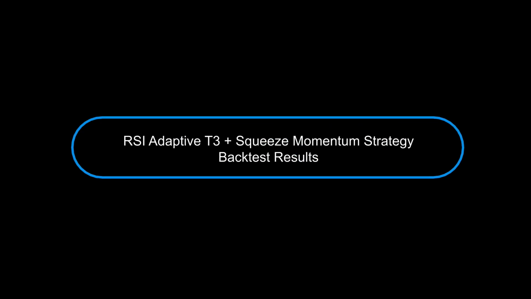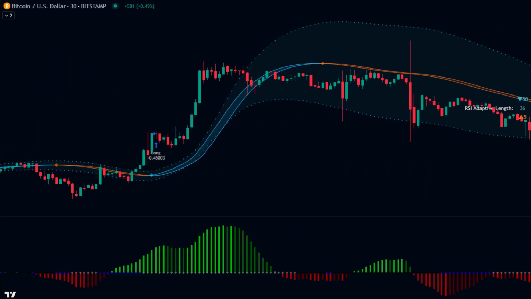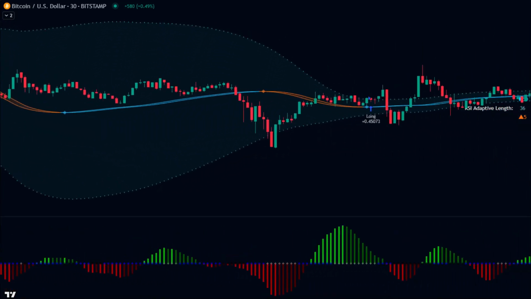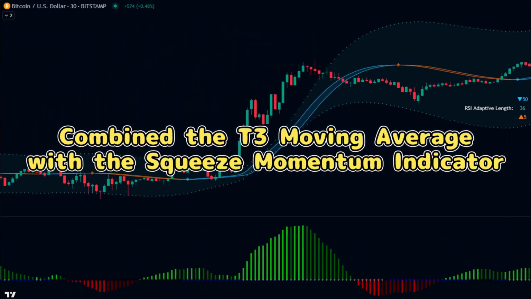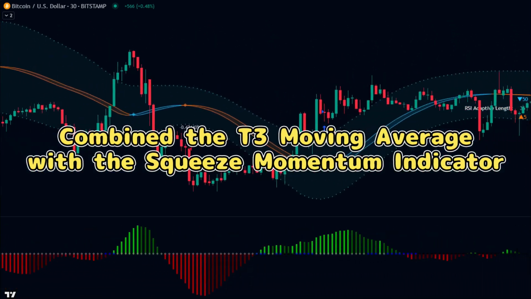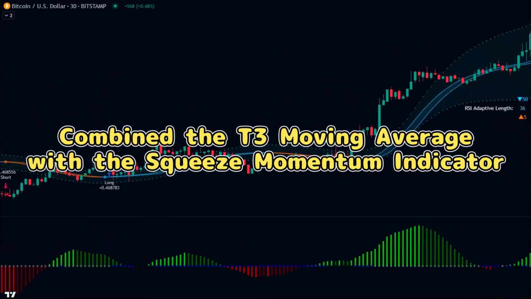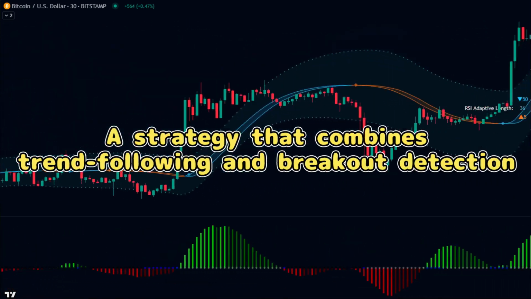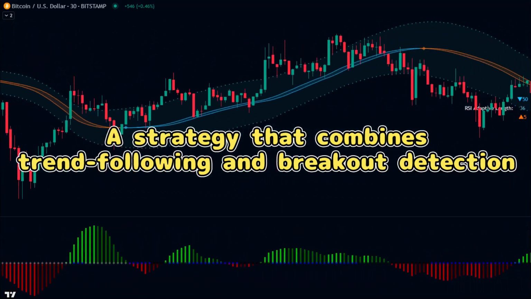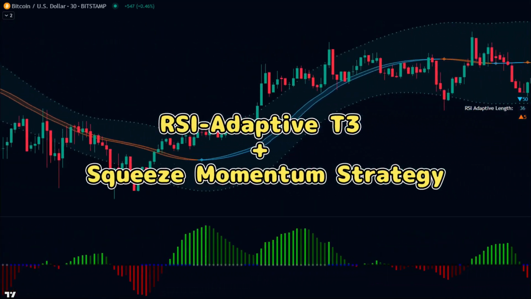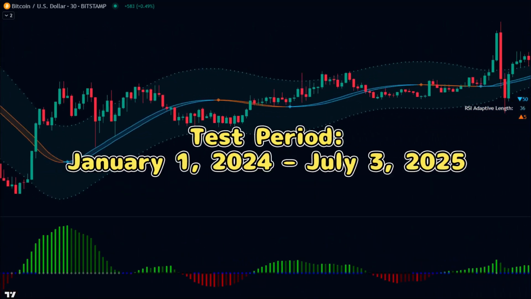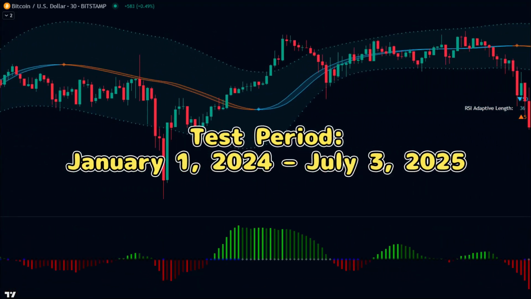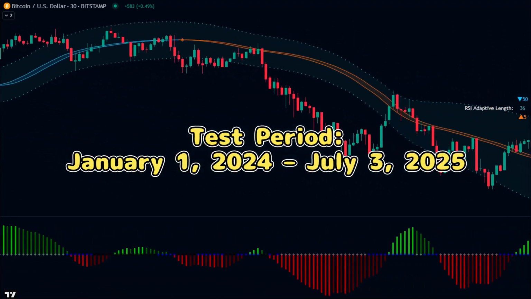RSI Adaptive T3 plus Squeeze Momentum Strategy. Backtest results. This strategy combines the adaptive power of the RSI-based T3 moving average with the breakout detection of the squeeze momentum indicator. It's a hybrid approach that blends trend following and breakout timing, aptly named the RSI Adaptive T3 plus Squeeze Momentum Strategy. Backtest period from January 1st, 2024 to July 3rd, 2025.